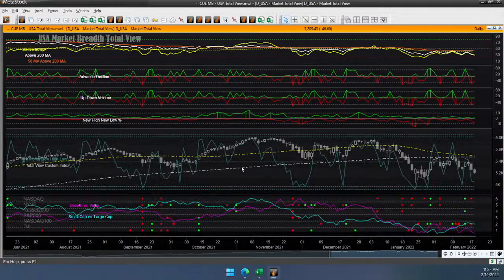That's a usability improvement. Now let's look at the market breadth total view.